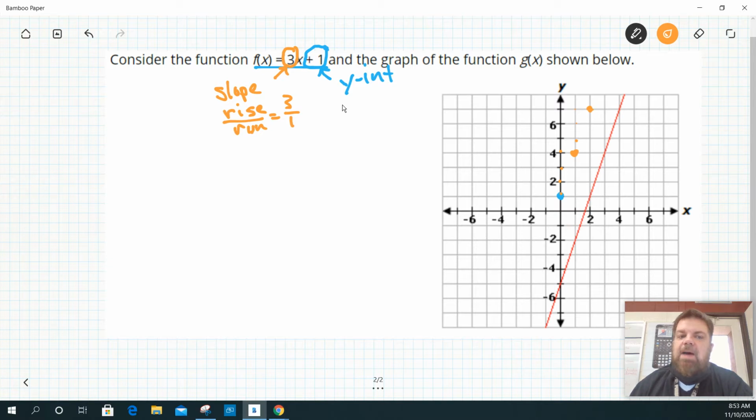Now I can go the opposite way because 3 over 1 is the same as negative 3 over negative 1. Because the negatives technically undo each other, right? Negative 3 divided by negative 1 is still positive 3. So from here, I'm going to go down 1, 2, 3 over 1, and again down 1, 2, 3 over 1.